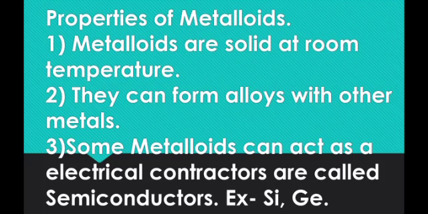Third one, some metalloids can act as electrical conductors, called semiconductors. Example, silicon Si, germanium Ge. Suppose you see, some metalloids conduct electricity at a partial level. So that is called semiconductors.